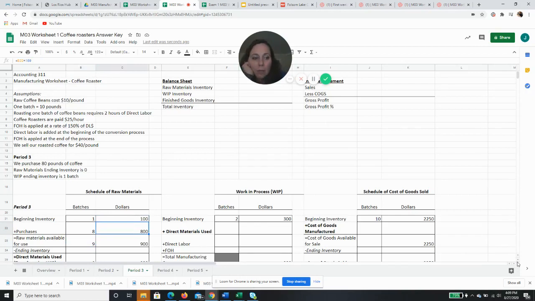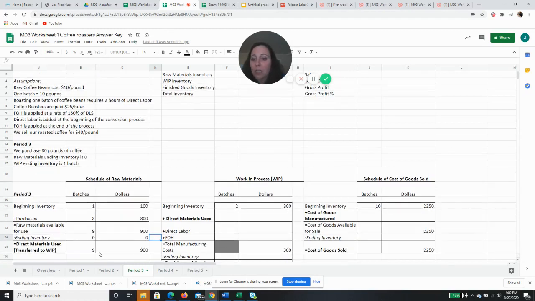Okay, so then it tells me our raw materials ending inventory is 0. All right, so 0, 0. If I don't have anything left in the pantry, then I must have used all of my raw materials. And oh, look at that, I had formulas already in there. So my direct materials used and transferred to WIP is going to be 9 batches and $900 because I used everything. I used the one batch that was in beginning inventory plus the 8 I purchased. It is a busy, busy month for coffee.